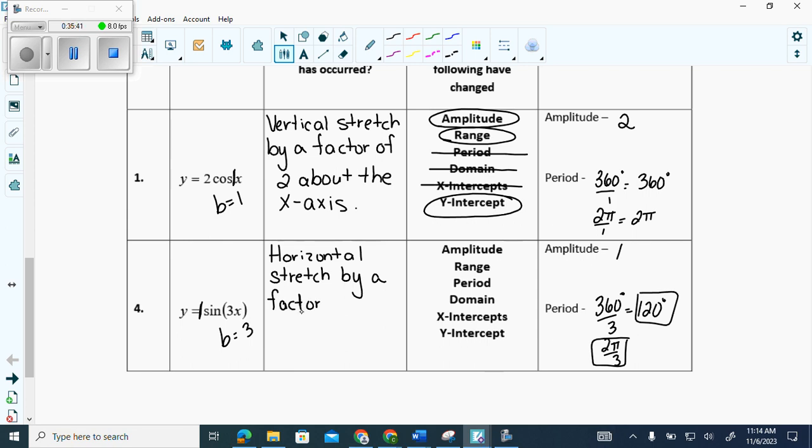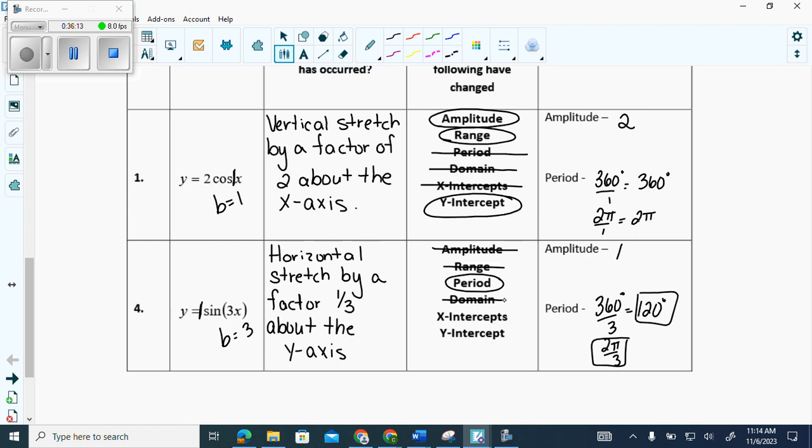Horizontal stretch, and often you think you don't know what you're doing, you do. So that's false. Horizontal stretch by a factor of what? 1/3 about the y-axis. And because it's a horizontal thing, it affects horizontal things, all the x things. Is amplitude the next thing? No, it's a y thing. Range? A y thing. Does the period get affected? That's an x thing, so yes. Domain is faulty. It's not affected, even though it is an x thing.